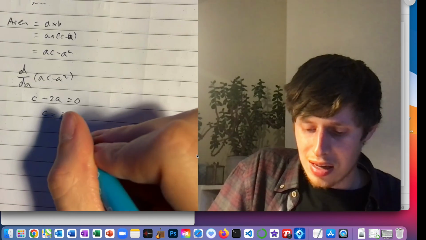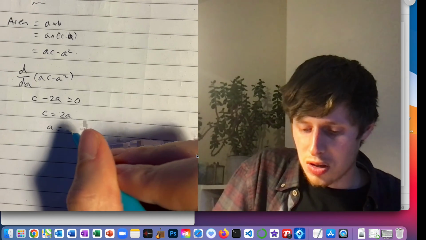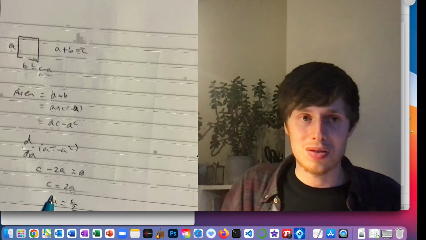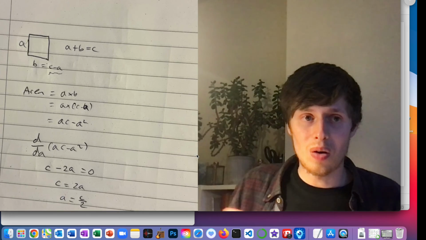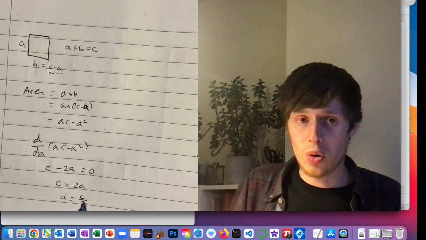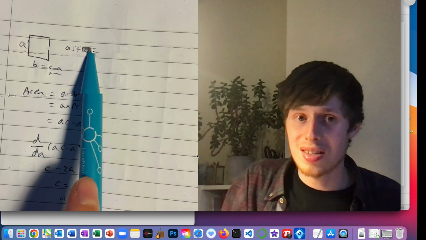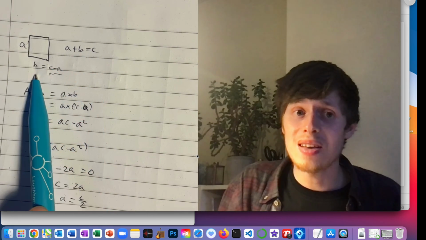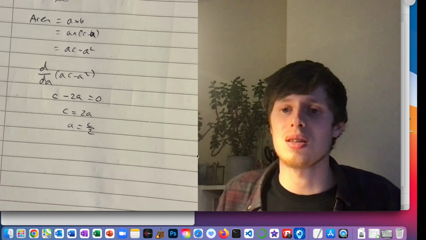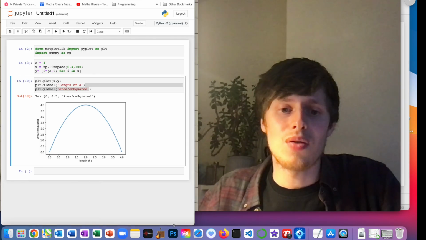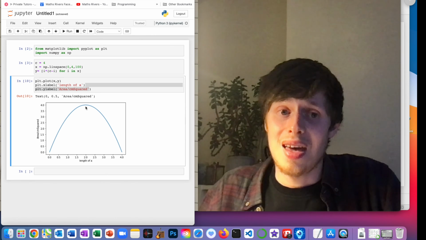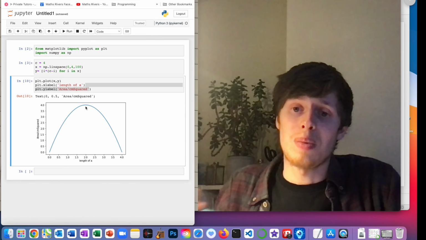So if I add 2A to both sides and divide by 2, I'm going to get A is C over 2. So A, one of the lengths of the rectangle, is half of that constant C, which means that because they have to add up to C, B has to also be C over 2. So that's when they're equal. And that's a really nice way of working out what value of A gives us our maximum point, which corresponds to the maximum area.